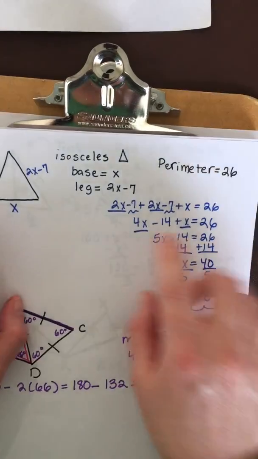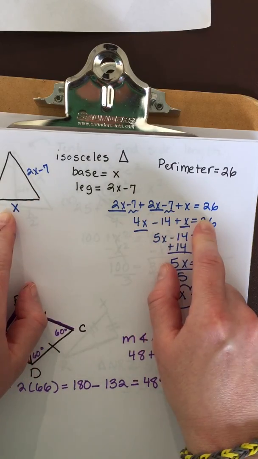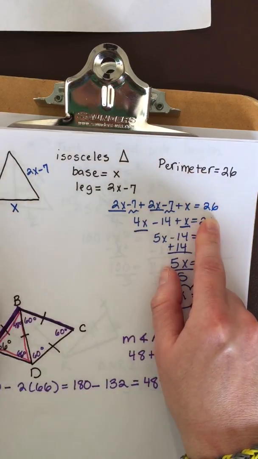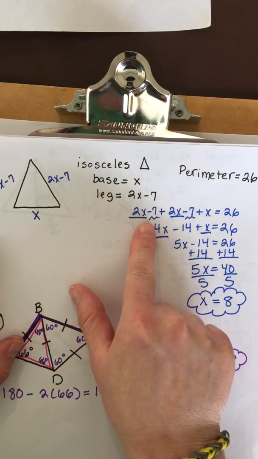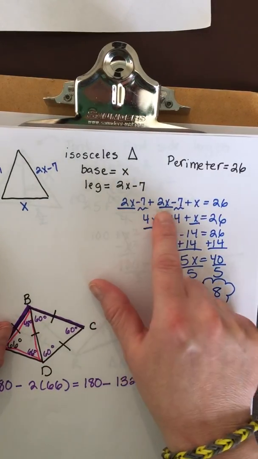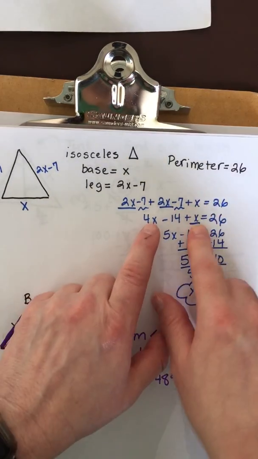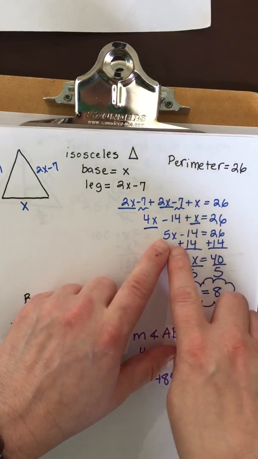So I want to add that 2x minus 7 plus 2x minus 7 plus x equals 26, which is the perimeter. You could have written a 2 in front of 2x minus 7 to distribute it. The outcome would be the same. 2x and 2x is 4x, negative 7 and negative 7 is negative 14. There's another x here. 4x and x is 5x.